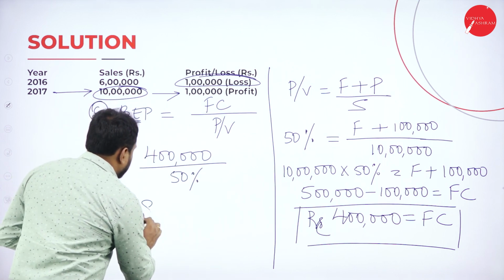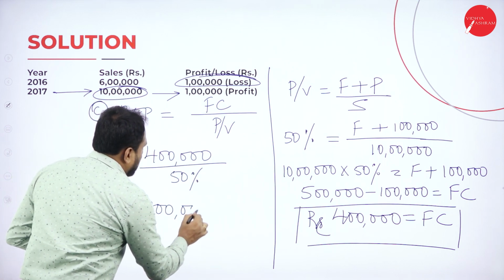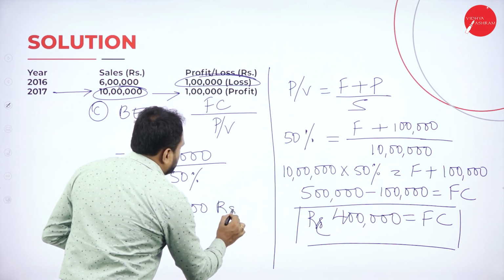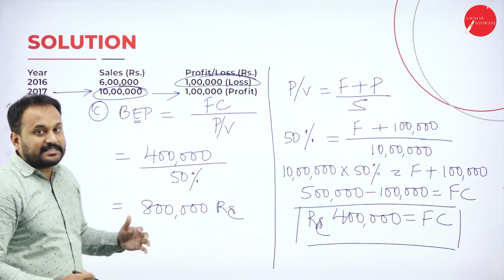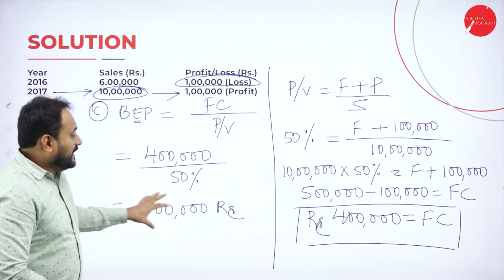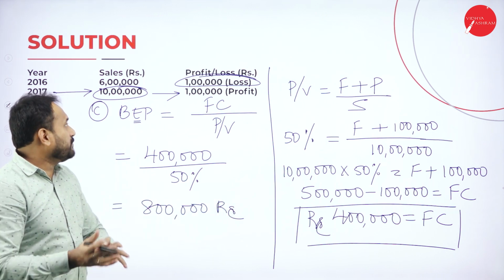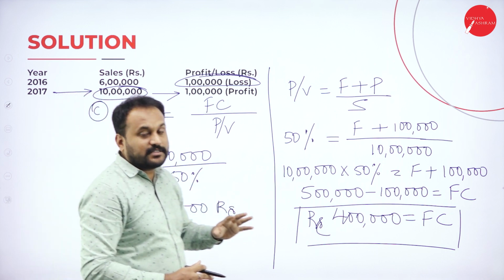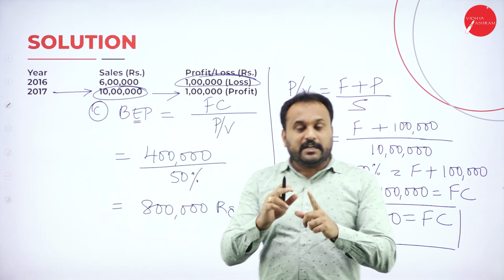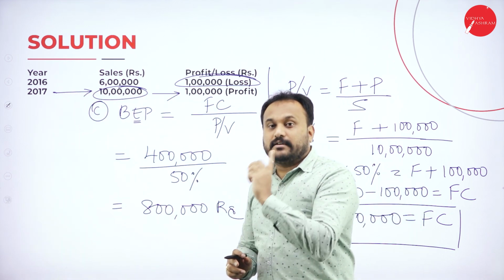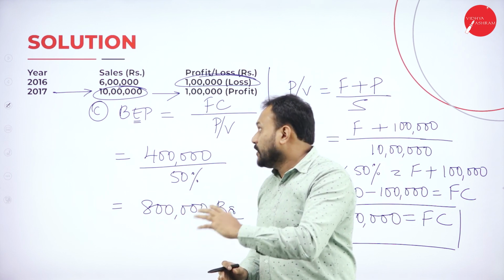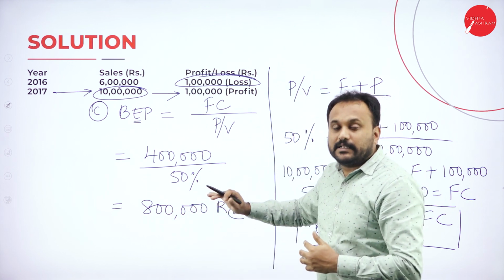So we have 8 lakh rupees is your BEP. That means you need to sell 8 lakh rupees worth, only then you will have neither loss nor profit. See, understand here itself. Only when we sell 8 lakh rupees of sales or worth of it, only then we are in the break even.